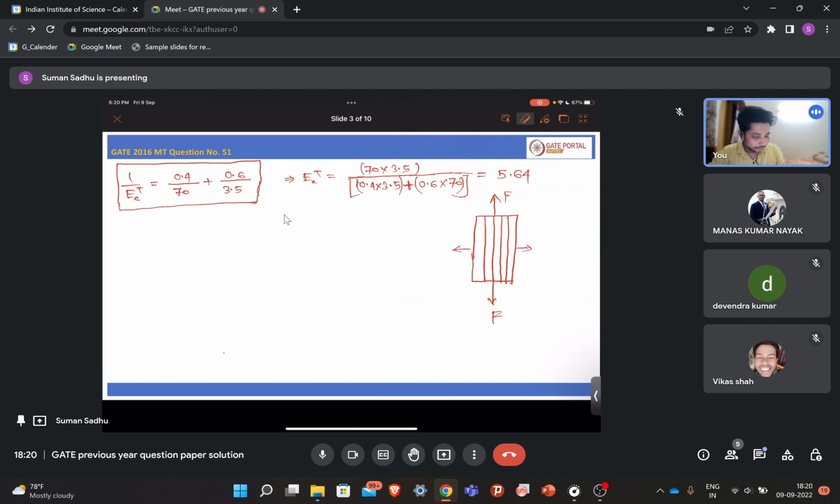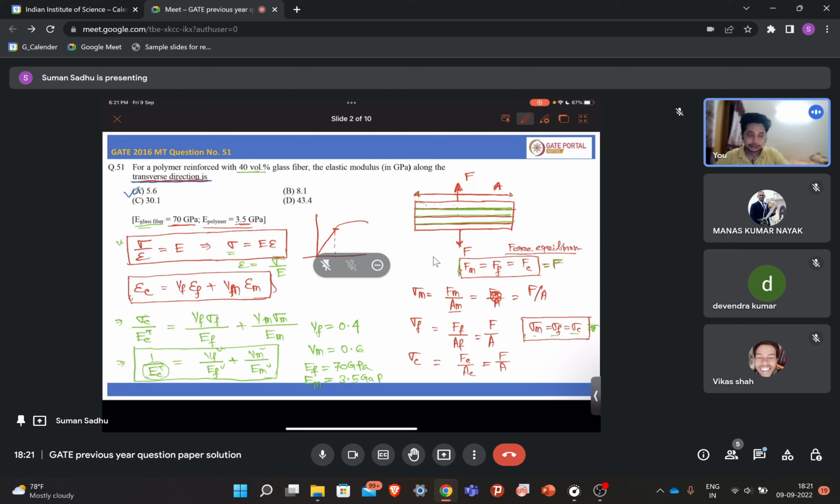So in that case, what will be the elastic modulus? Do you know how to approach it? Anyone? If you have anything in your mind, then you can share. I want to see whether you are going in the same direction or not. Before that, have you understood this part, how I have calculated in the transverse direction?